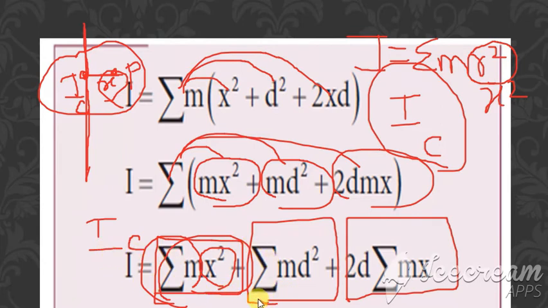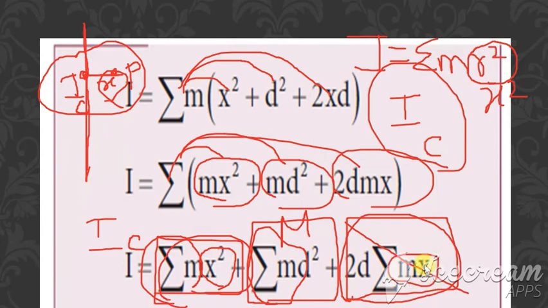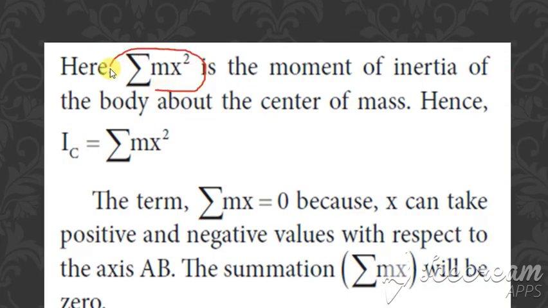In this term there is summation m, which is the sum of all the masses, so instead of summation m we write capital M. And here we are going to consider this term to be equal to 0, since it is summation of mx. Since x is a distance, we are considering that value to be equal to 0. So if we substitute these values, instead of summation mx square we write IC. Next, summation mx is 0.